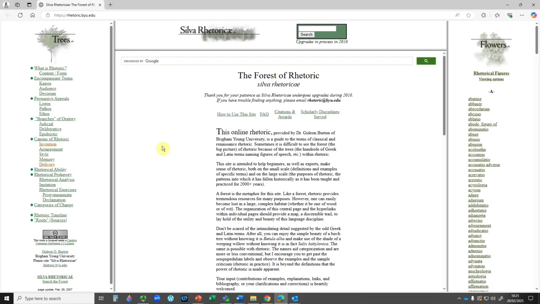Silva Rhetorica, the Forest of Rhetoric. And the reason I bring you here is because, as you can see here, invention is one of the 5 canons of rhetoric, right? You can see the content outlined here on the left, I'm pointing to it, the site's opening page, that invention is one of the 5 canons. And along with that is arrangement, style, memory, and delivery.